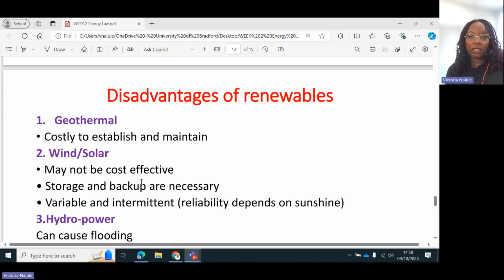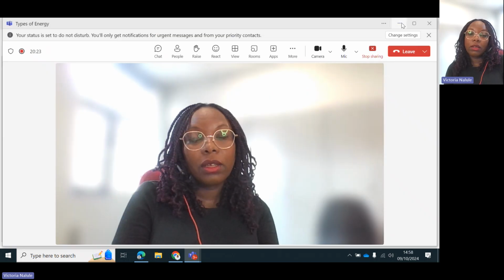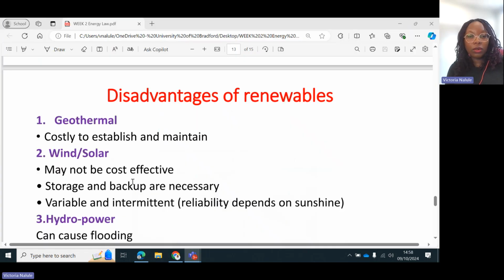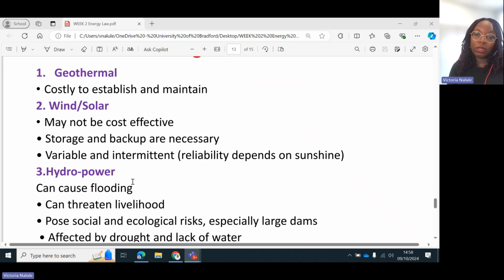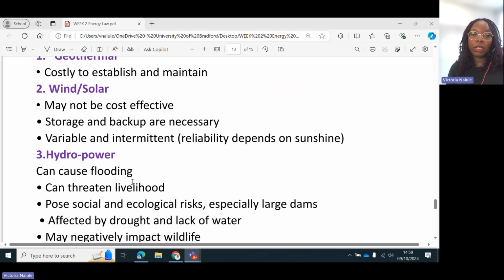Not everyone can afford a solar panel, because if we are looking at poorer countries, can they afford the solar panels or not? If it's expensive, then it would not be as efficient as we would expect it to be. And then, being variable and intermittent, there's the aspect of reliability.